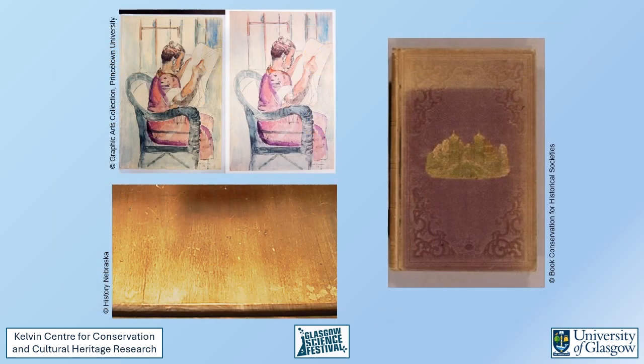We've seen some examples of this happening with day-to-day objects like books and curtains, but it can also happen with paintings and other objects in museums and galleries. We can see some examples here where a print, the binding of a book and a wooden surface have all suffered damage from light. We can see that the colours have faded and changed.